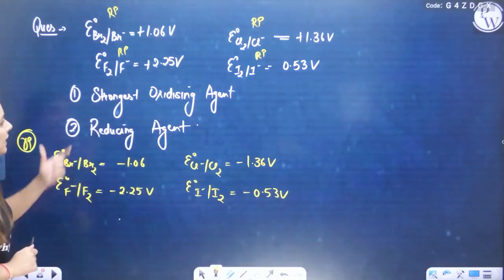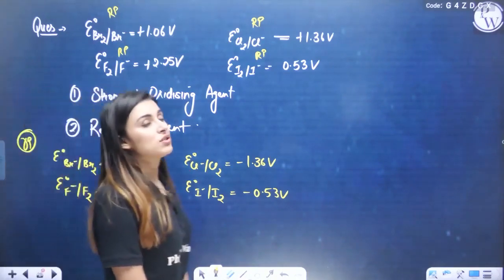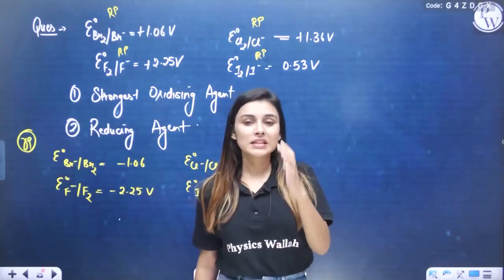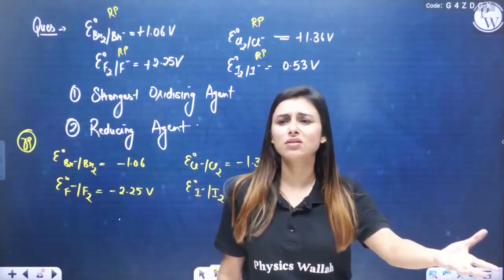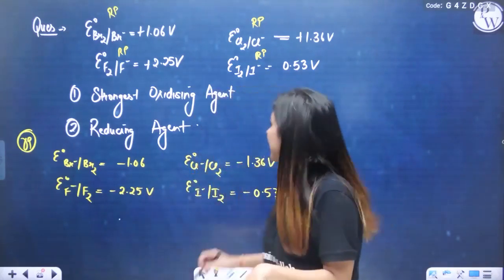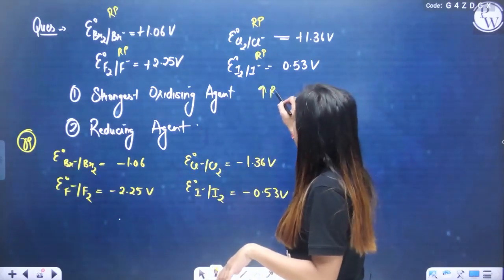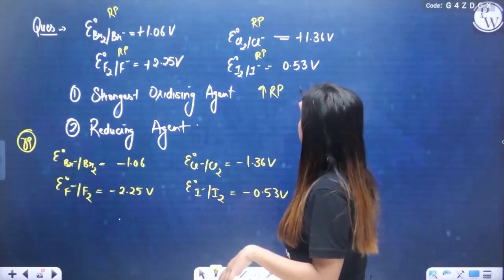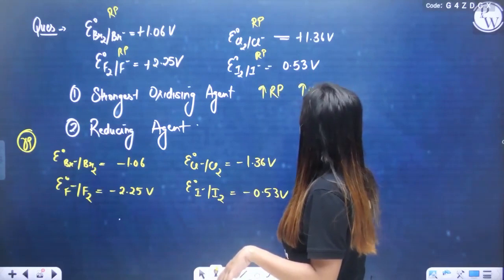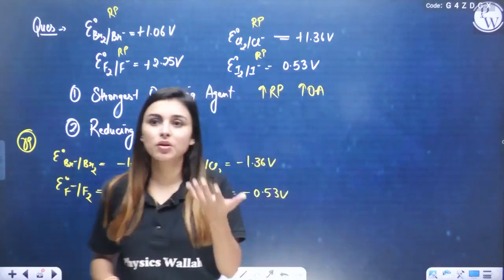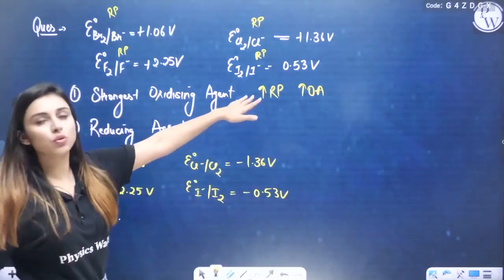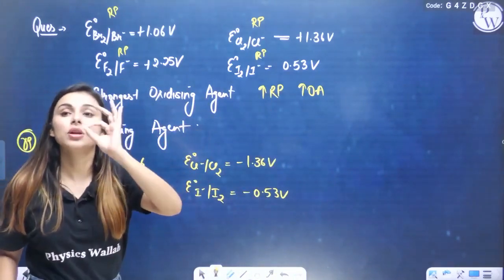Now, it is asking you to give the strongest oxidizing agent. What does oxidizing agent mean? It means an agent that will oxidize the other. If it will oxidize the other, it itself will get reduced. So, can I say that the more the reduction potential, the better the reducing agent? Sorry. The more the reduction potential, the better the oxidizing agent, because it will get reduced and oxidize the other. So what you want is the maximum reduction potential.